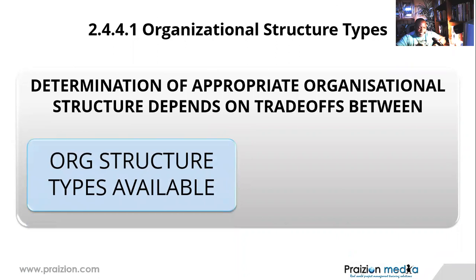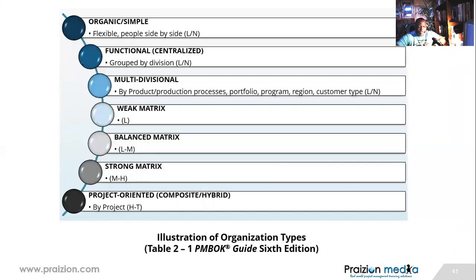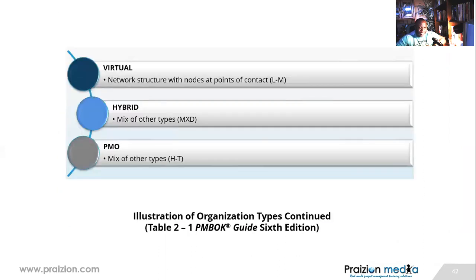Now, there are a couple of things that this organizational structure type might depend on. So one is the types available, and two is optimization. This will determine the type of organization that you decide to have. And there are many different types of organizations. I'm going to go over these very rapidly with you here. We have organic, functional, multi-divisional, weak, balanced, strong, and project-oriented. We also have virtual, hybrid, and PMO.